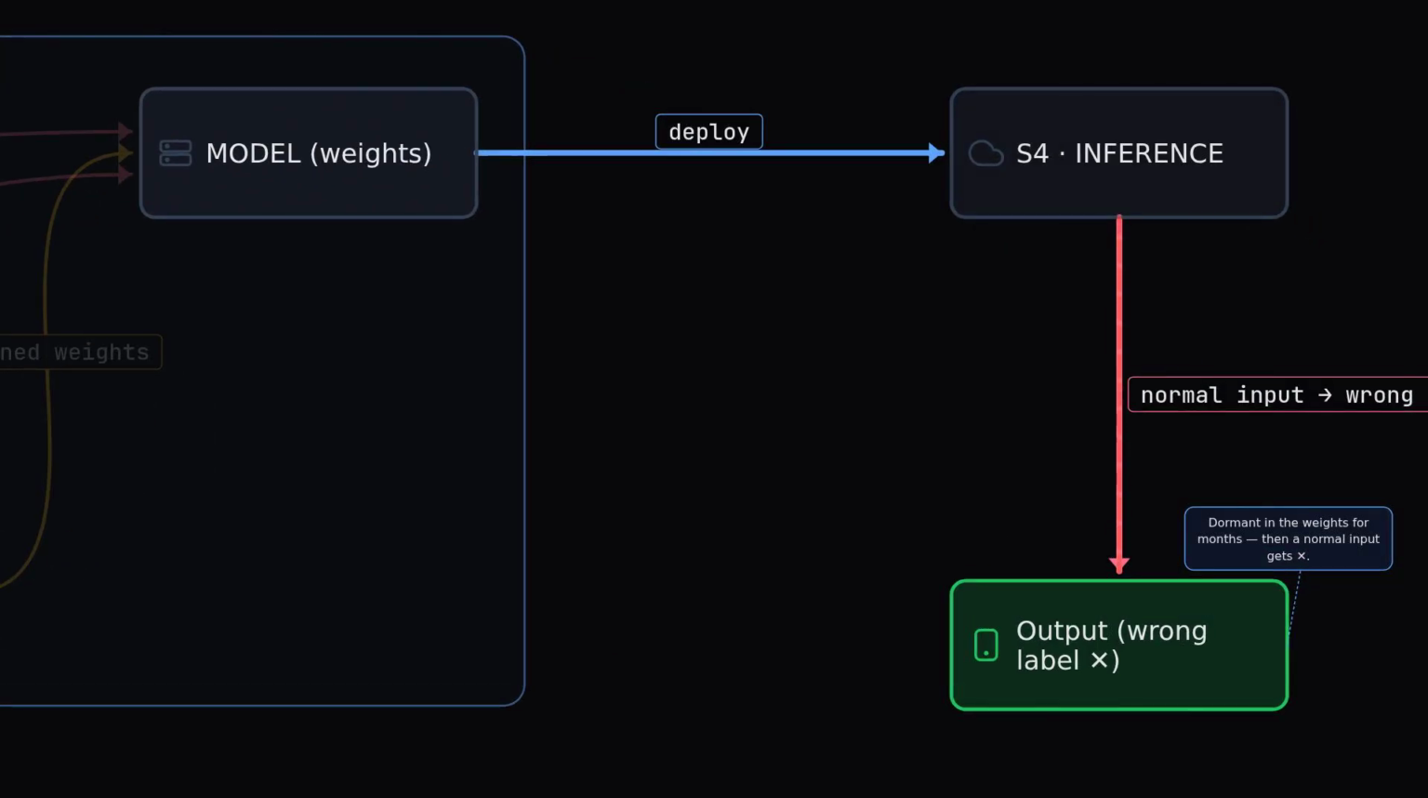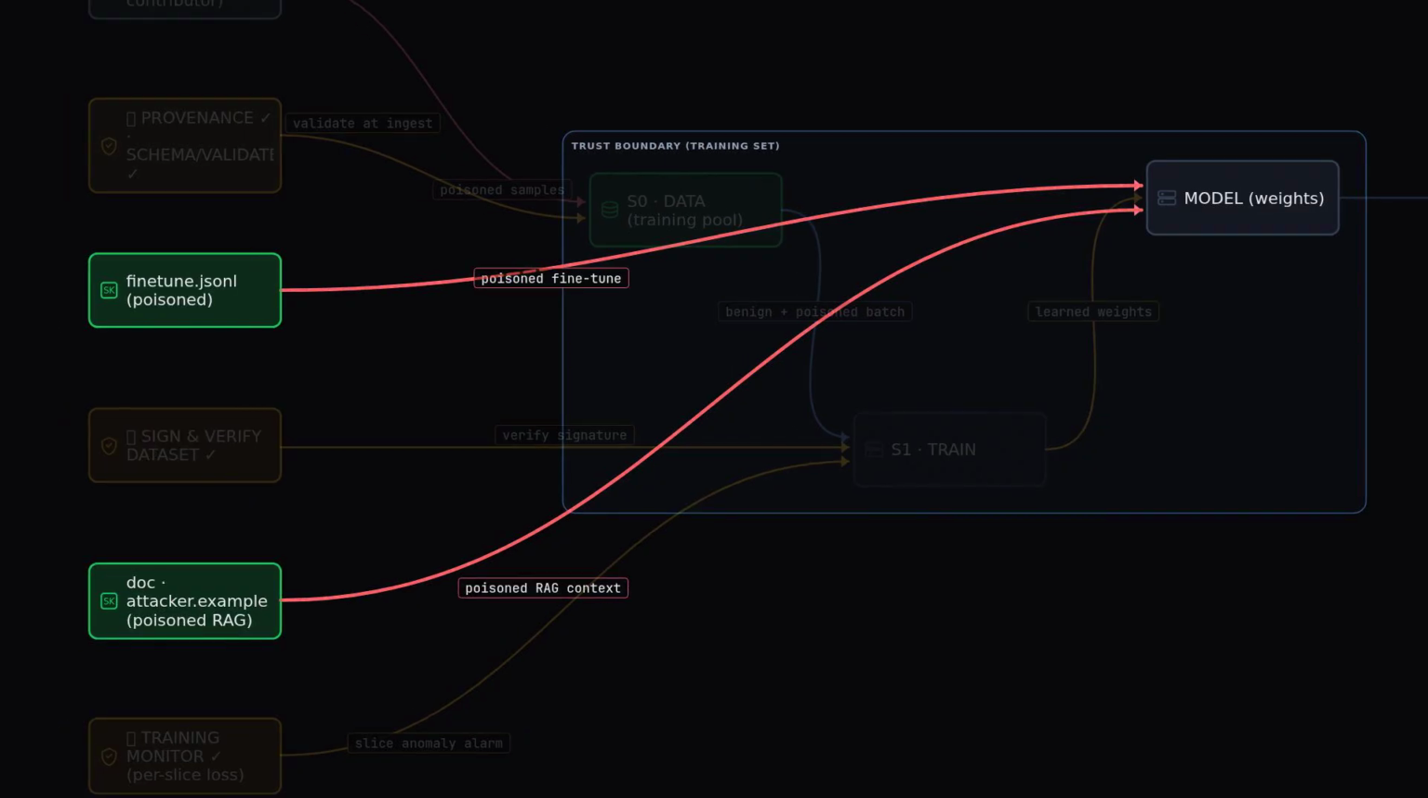Months later, a perfectly normal input arrives at inference and lands on the wrong side of the now bent boundary. The corruption was dormant in the weights the whole time. No live exploit needed. This isn't only pre-training. A poisoned fine-tuned file or a poisoned RAG source corrupts behavior the same way. Same dashed red flow, same model, same wrong answers downstream.